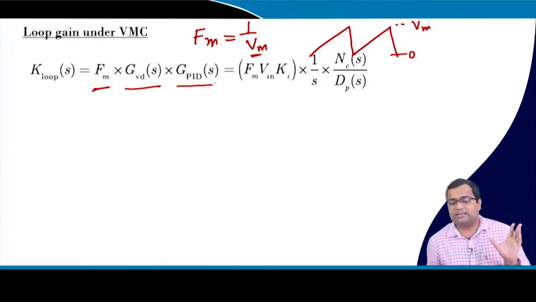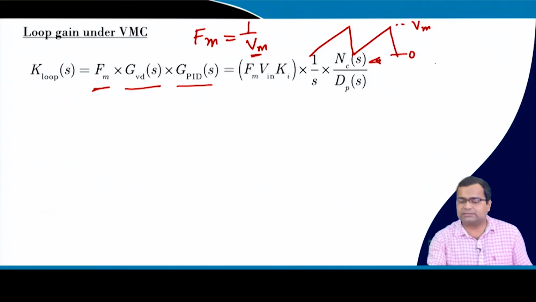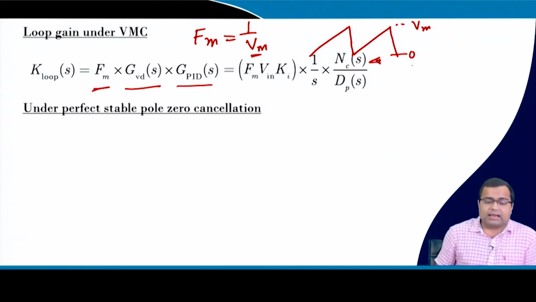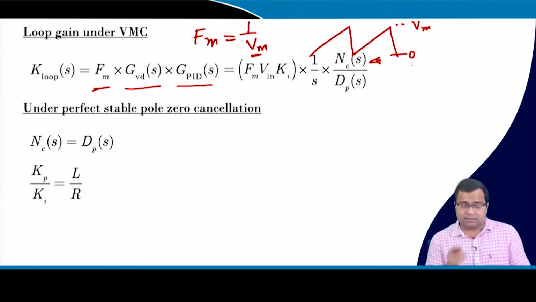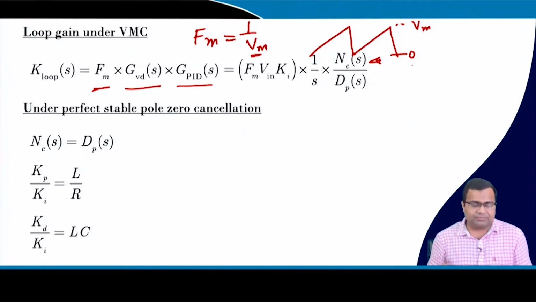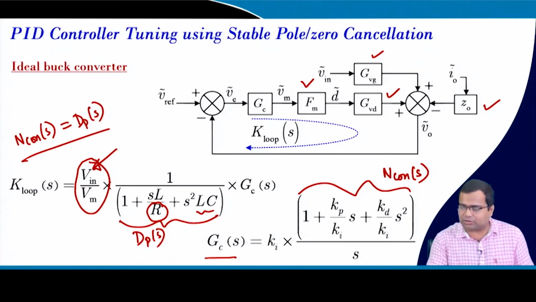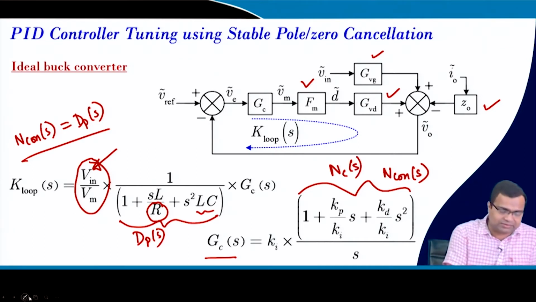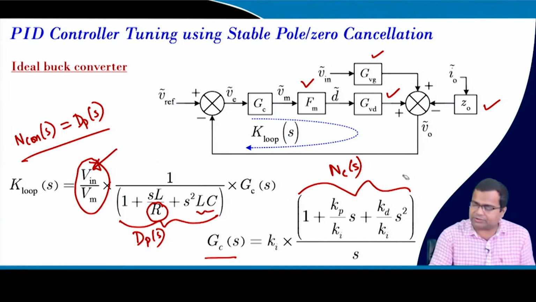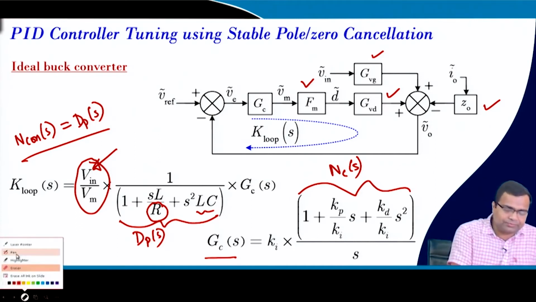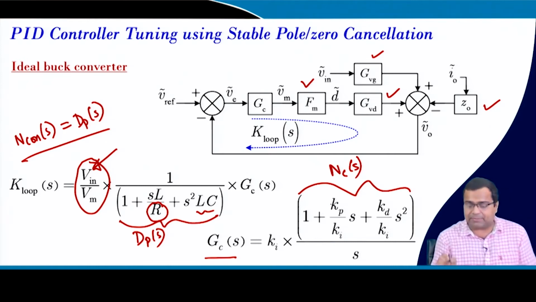Okay. So, we can write this, and the numerator of the controller we discussed, that means NC, DP, and under perfect stable pole 0 cancellation, we can write from the previous expression that Kp by Ki is equal to L by R and Kd by Ki is equal to Lc. So, if you go back, this is NC, rather than Ncon, it is NC, right. So, it is NC. Okay. So, now you see this L by R is simply Kp by Ki, and Kd by Ki is simply Lc.